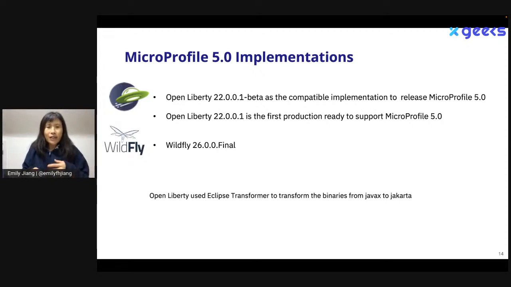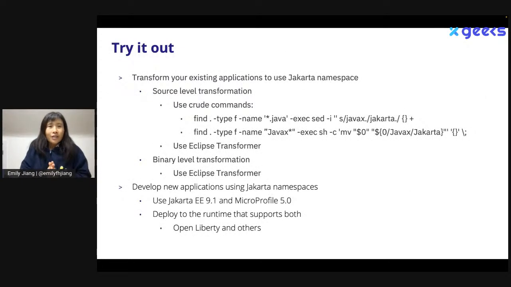By the way, OpenLiberty uses Eclipse Transformer to transform the binary from javax to Jakarta. It benefited a great deal from the Jakarta EE 9.1 work, because Jakarta EE 9.1 is essentially the same as Jakarta EE 8; the only difference is the namespace change. So we use the Eclipse Transformer to transform the binary, and we set up the whole framework to do the transformation.